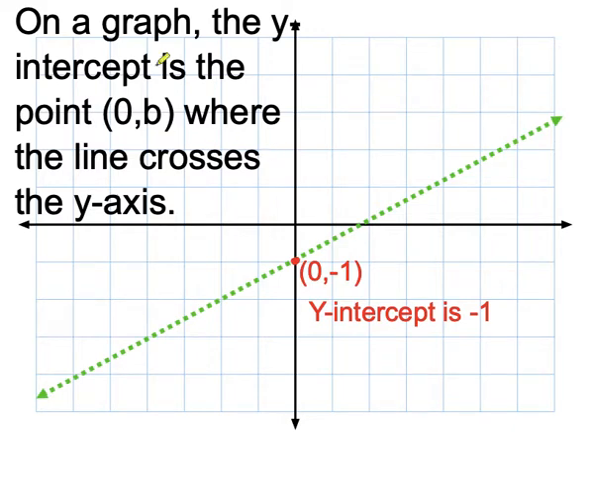Now first off, let's just look at what is the y-intercept. On a graph, the y-intercept is the point, and it's always 0, a number. We typically use b to represent that number, where the line crosses the y-axis. So right here on a graph, you see this line crosses the y-axis at 0, -1. So we say the y-intercept is -1.